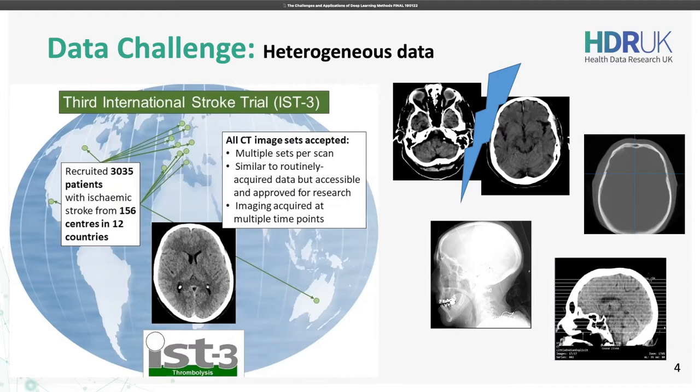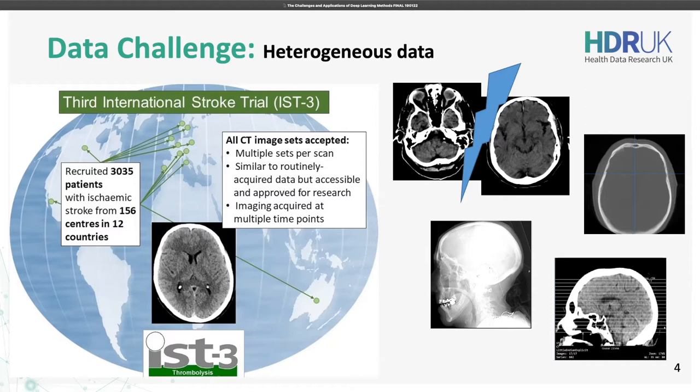So high variability in CT hardware, dimensions of the scans, number of images per scan, the orientations of the scan. You can see some of these examples on the right, post-processing methods, patient position, et cetera. But this is beneficial for developing robust deep learning systems, since the scan heterogeneity in IST3 is, as I would say, representative of routine clinical care. And as I've said already, what we need for deep learning are large amounts of curated data where we have the same height and width of the image, the same number of slices in the image, the same image type, the same format, the same orientation.